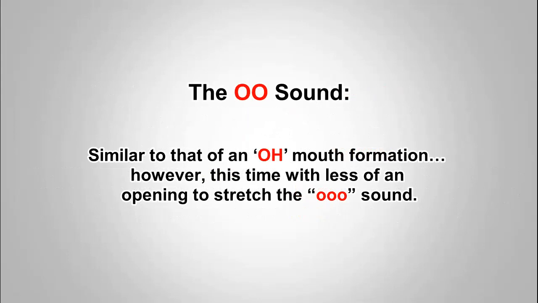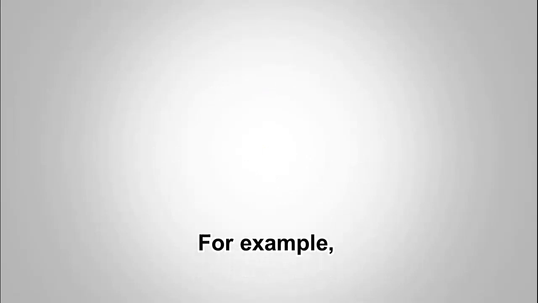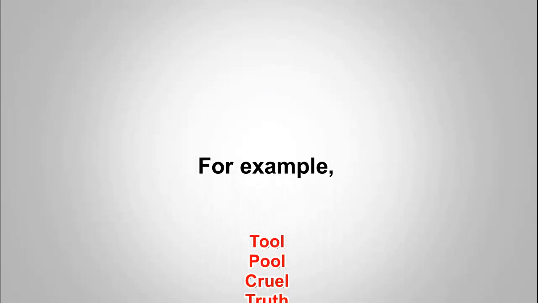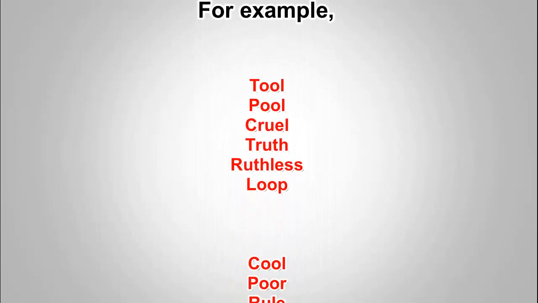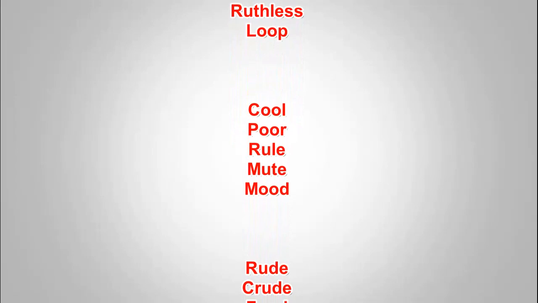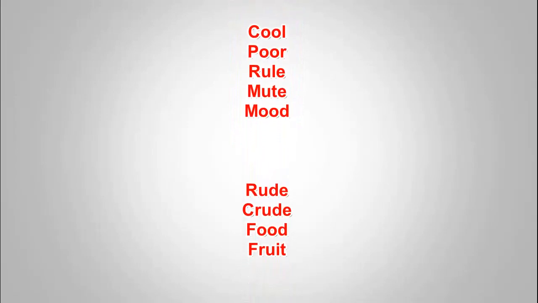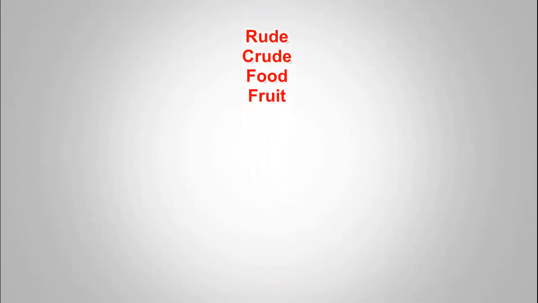The oo sound. Similar to that of an O mouth formation. However, this time with less of an opening to stretch the oo sound. For example, tool, pool, cruel, truth, ruthless, lube, cool, poor, rule, mute, mood, rude, crude, food, fruit.